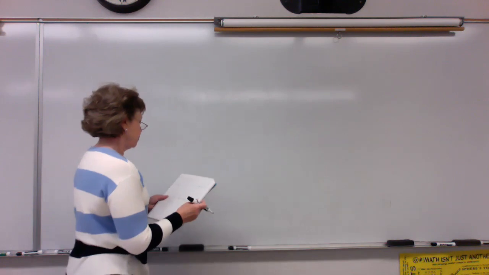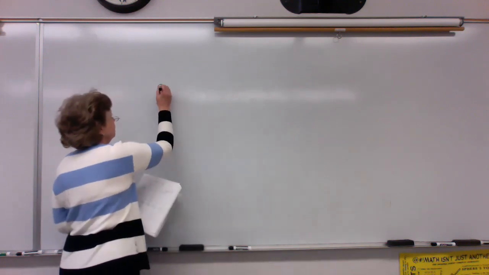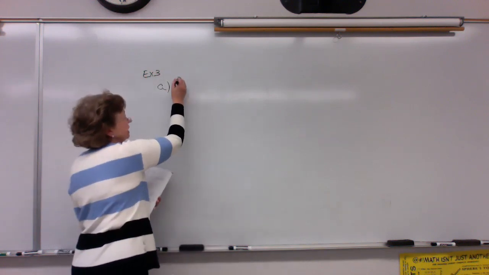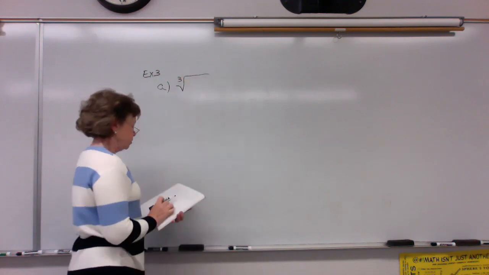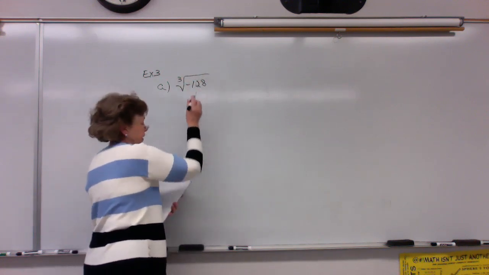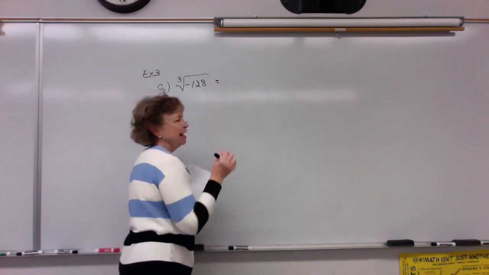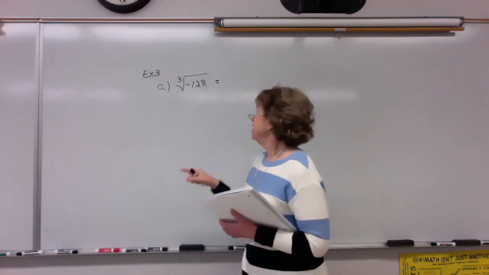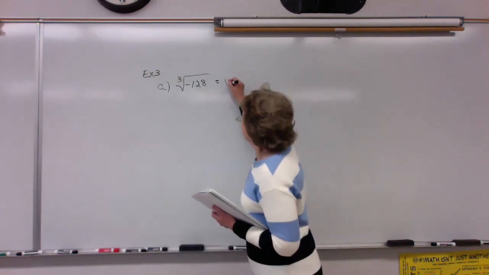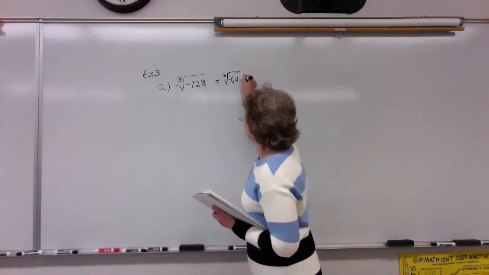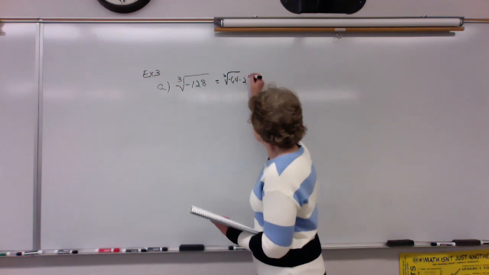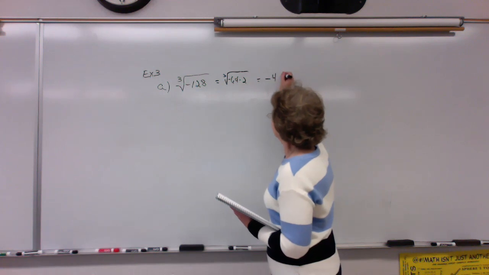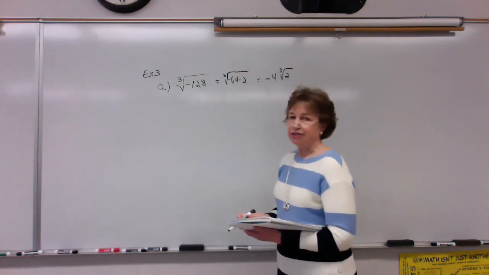If we look at example 3, they're using cube roots, and those properties are still the same. So look at number A. This is example 3, using cube roots instead of square roots. Now I've got an index that's written. So I have the cube root of negative 128. Now instead of thinking of perfect squares, if you can think of perfect cubes, it will speed you up. So if I think of 128 as the cube root of negative 64 times 2, cube root of negative 64 is negative 4. So we have negative 4 times the cube root of 2.